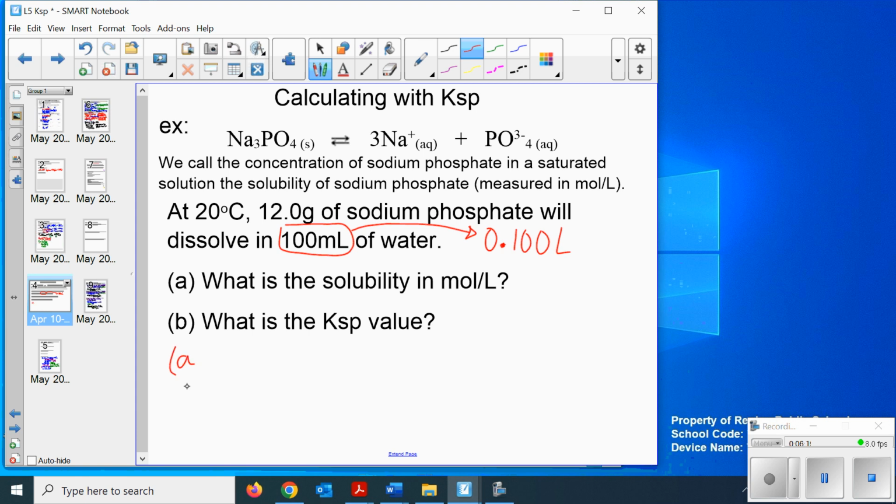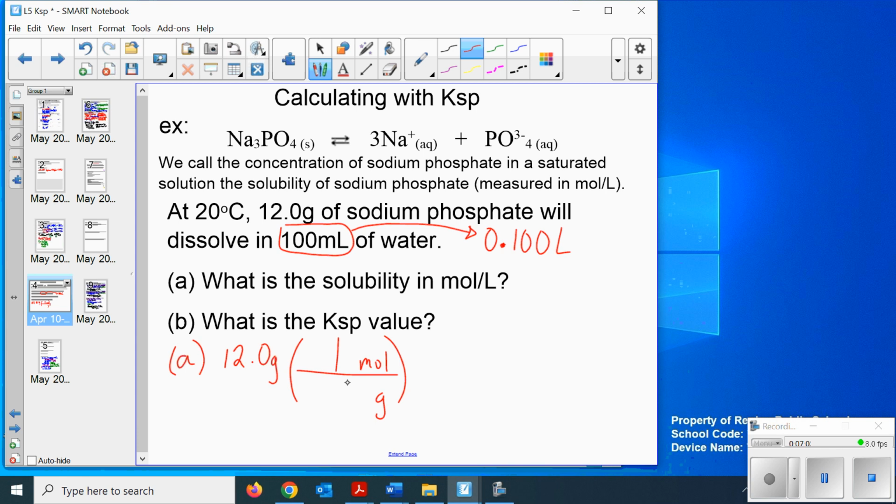A, solubility in moles per liter. 12 grams sodium phosphate, Na3PO4. So I'm going to have to look up and add up Na3PO4. But first, before I do, I'm going to just put my units in here. I've got grams on the top, 12 grams. I want to get rid of grams, so I put them downtown. I know how the periodic table works. If I add up the grams, that's the grams for 1 mole. So the number on the bottom is what I'm going to figure out.